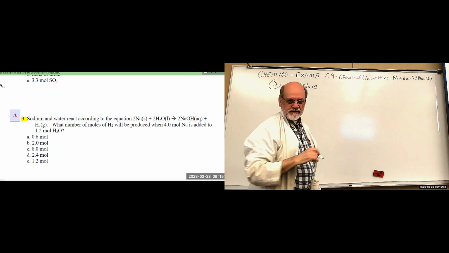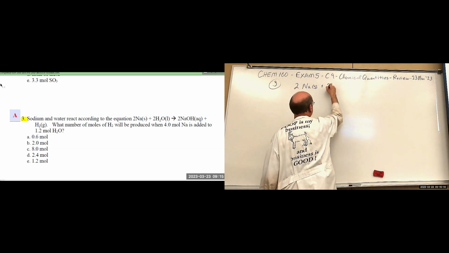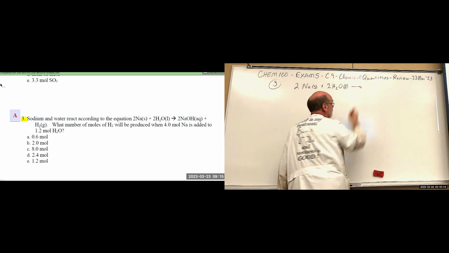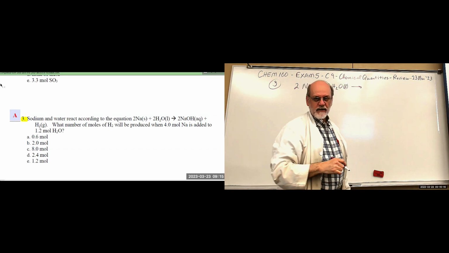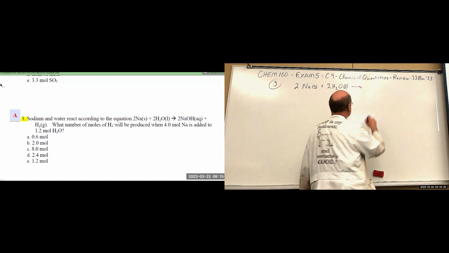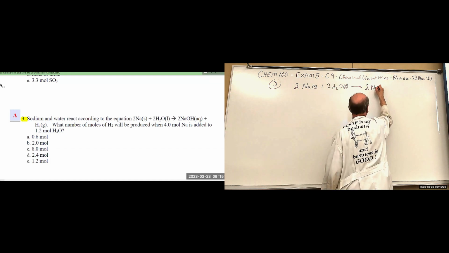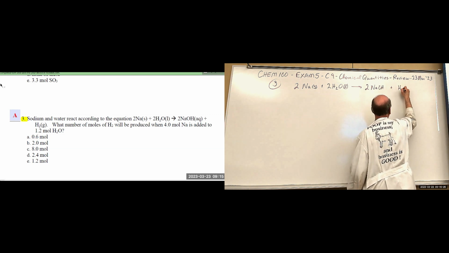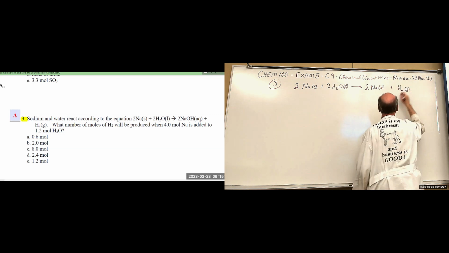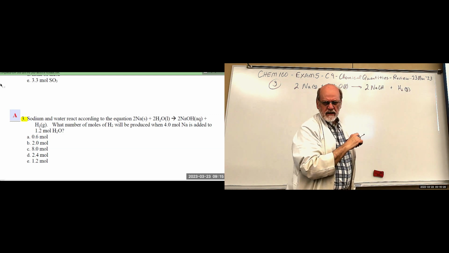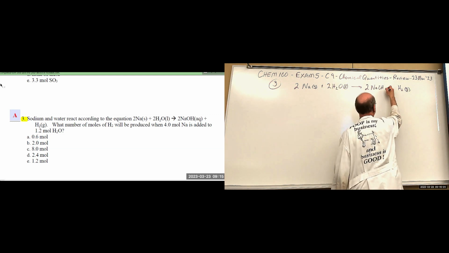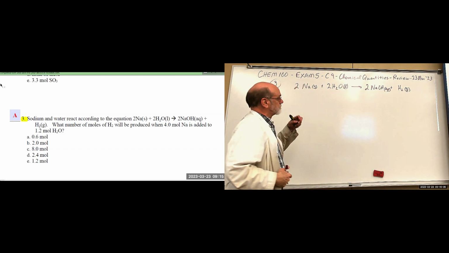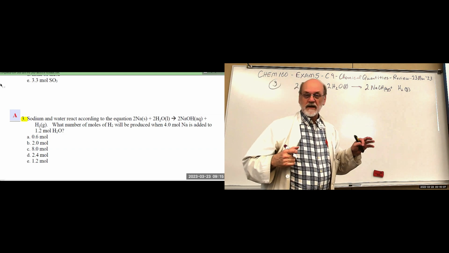Sodium metal plus water yields what? Sodium hydroxide plus hydrogen. And this is a gas. Sodium hydroxide should be, yes, aqueous. Okay. So if that's the balanced equation, what else are we given?